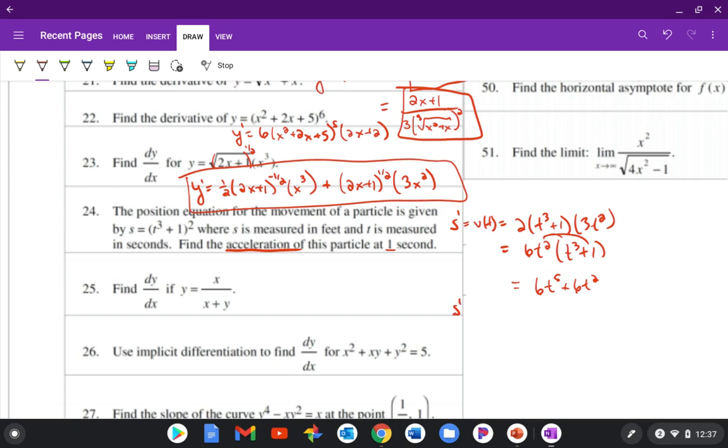And then s double prime, which is equivalent to a of t, would then be 30t to the fourth plus 12t. And our last step then is to plug in 1. So a of 1, which would be 30 times 1 to the fourth, plus 12 times 1, which would just be 42. And that is going to be measured in feet per second squared. If it was velocity, it'd just be feet per second. But since it's acceleration, it's units squared, so feet per second squared.